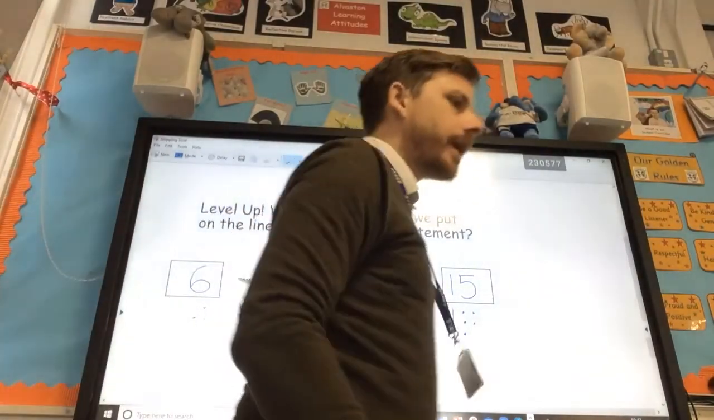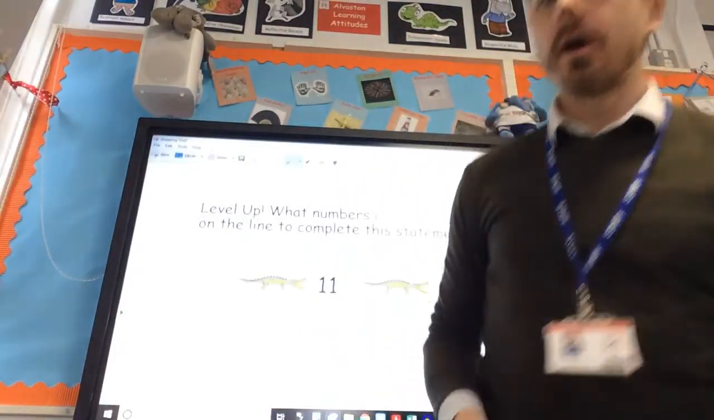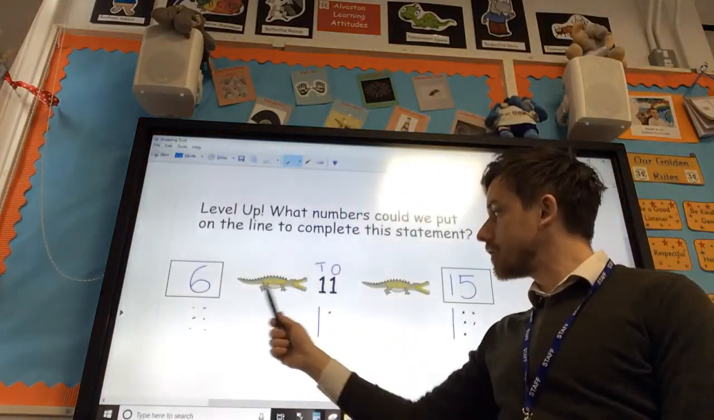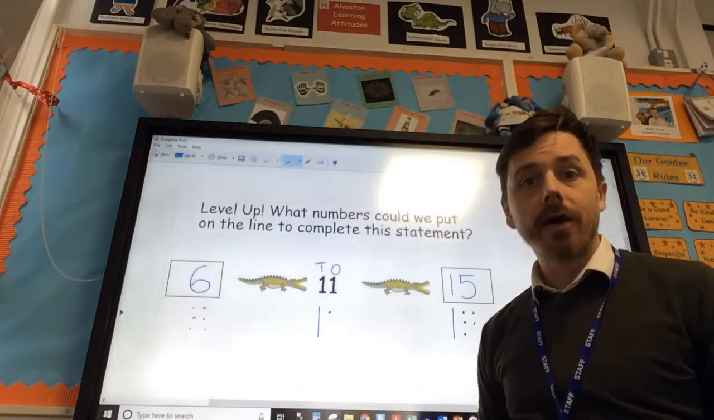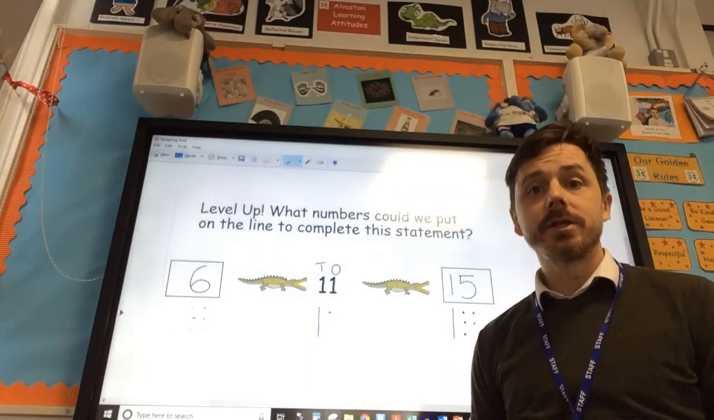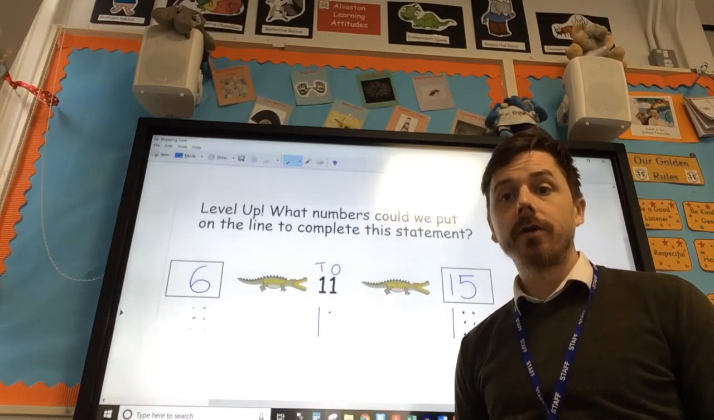Okay, so you can see that we've had a go now at completing, not just comparing 2 numbers, we've had a go now at a real challenge of comparing 3 numbers. So hopefully you'll be able to have a go at that yourself now.